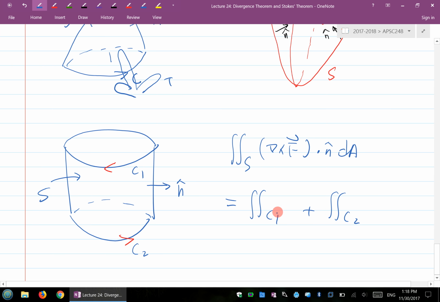So the parametric equation that you come up with for C1, C2 has to give you this direction, like this. That's sometimes the tricky part. That's basically Stokes theorem.